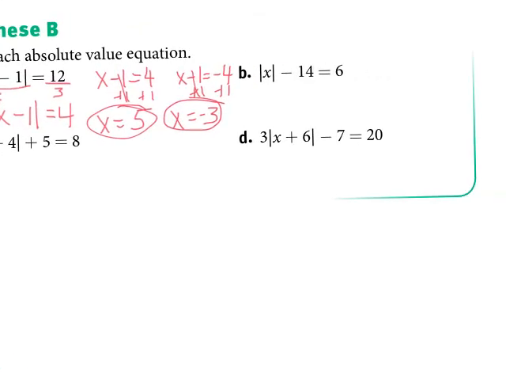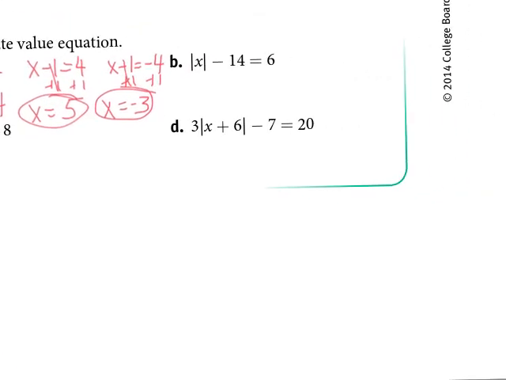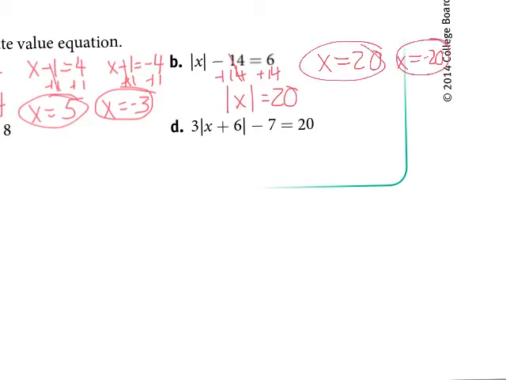So let's look at B together. So I have this plus 14 that's over with the absolute value. I want to get rid of that with an opposite operation. So 14 plus 14, I get absolute value of x equals 20. And now this x has to be 20 spaces away from 0. So x could be 20, or x could be negative 20. And that's pretty easy because those were already solved for me.